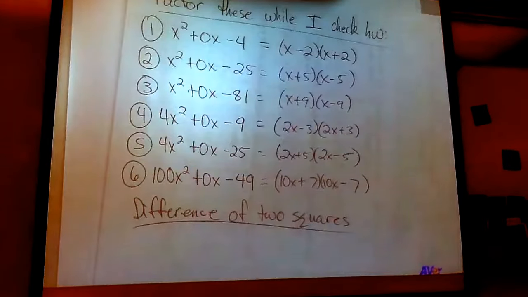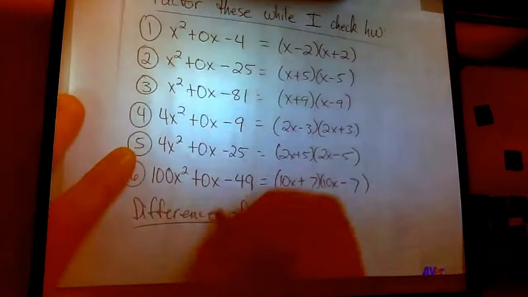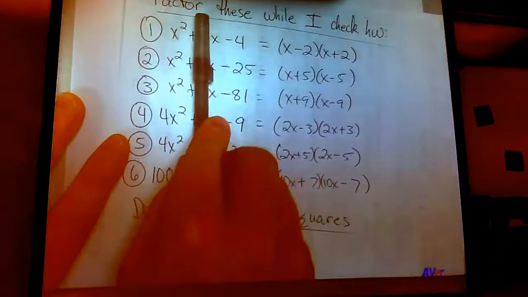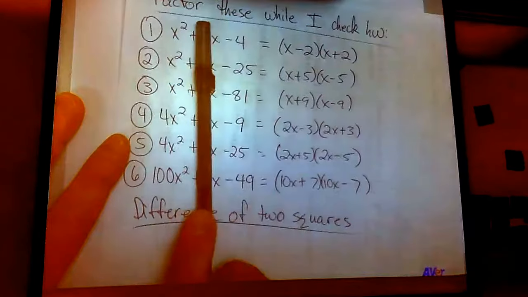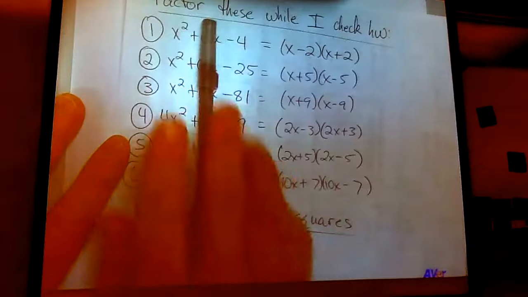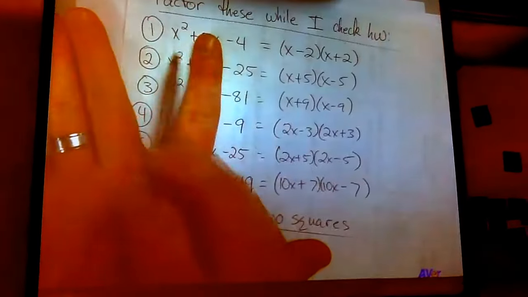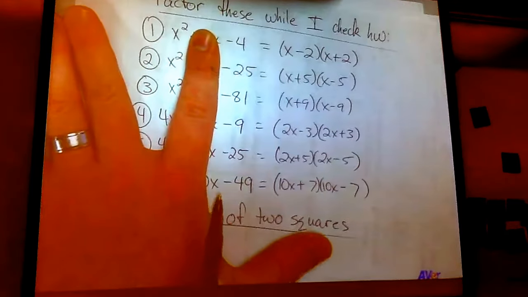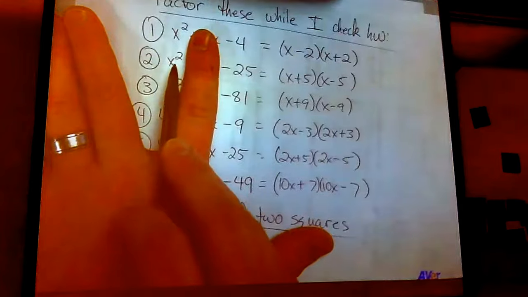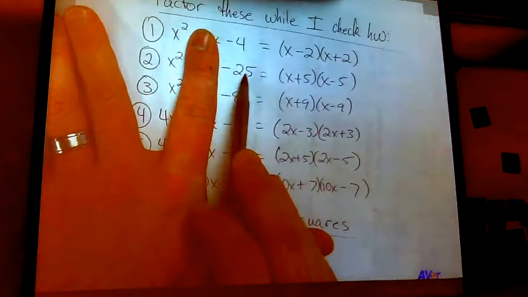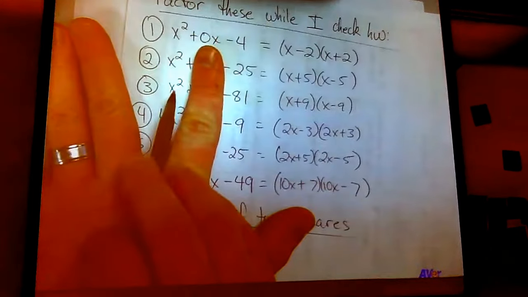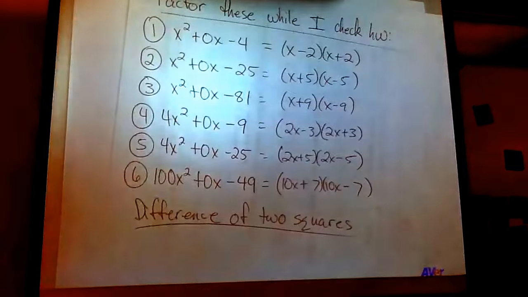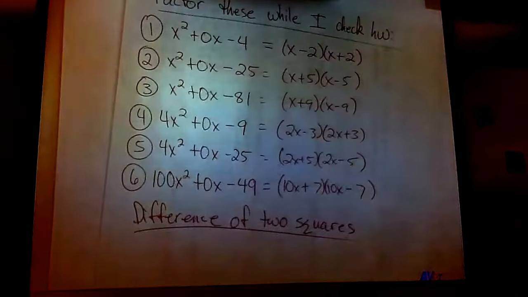A number times itself. Look at this, I just put these 0 x's in here because if I would have just written it like this, you would have said, I don't know how to factor those. But notice they were all something squared minus something else squared. Call it the difference of two squares.